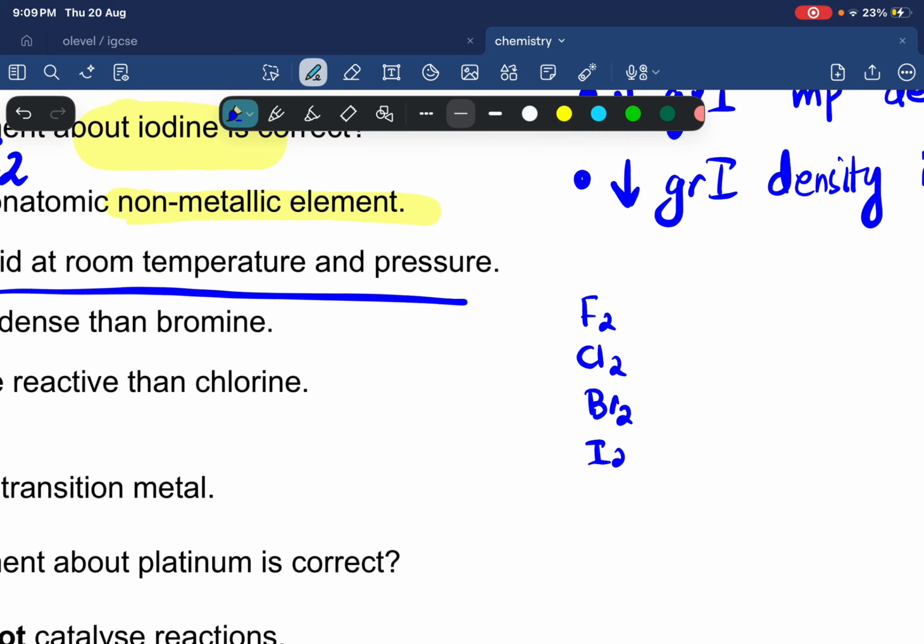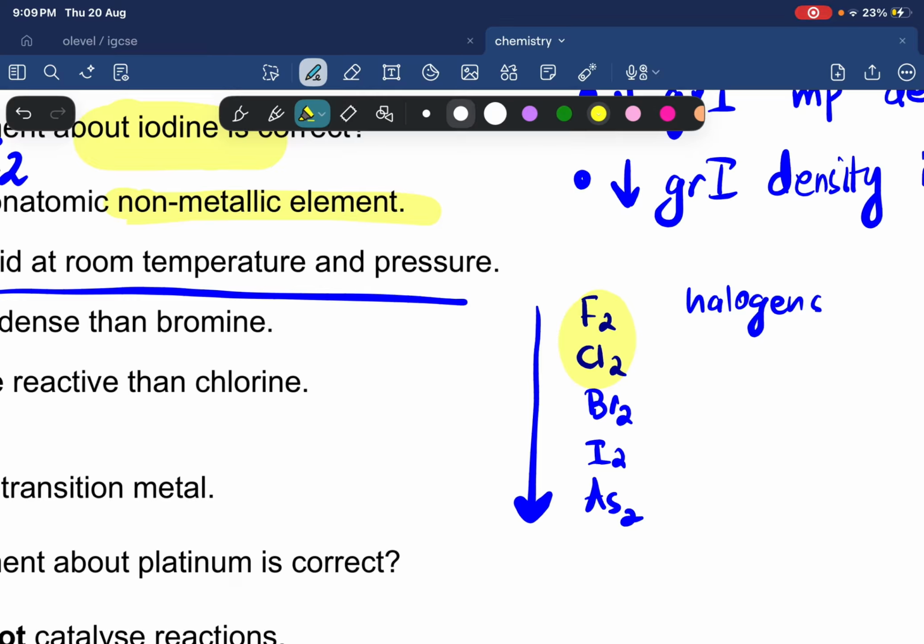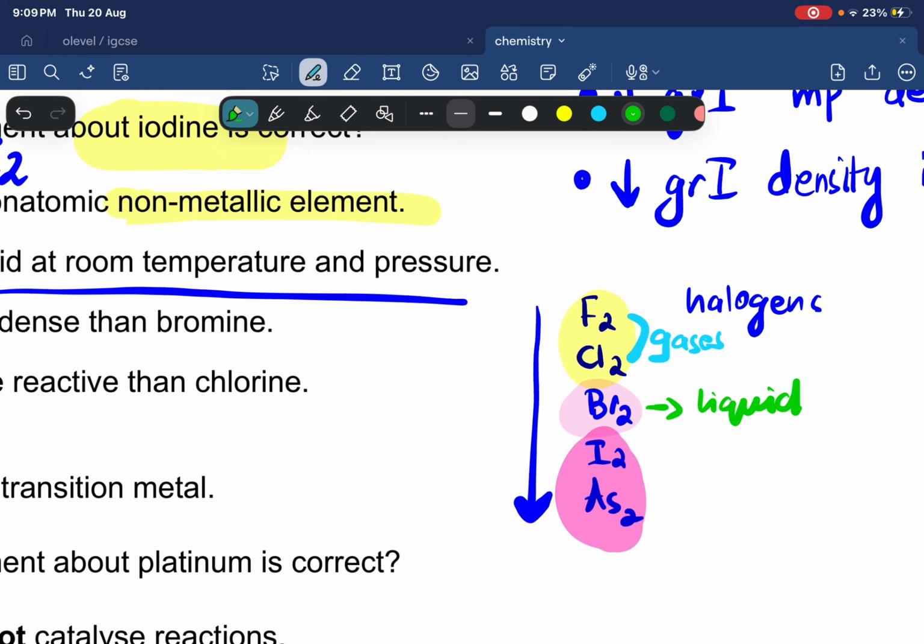Down the group, fluorine, chlorine, bromine, iodine, and astatine. So down the group, what happens with halogens? Their physical state becomes more solidified. Fluorine and chlorine are gases, bromine is a liquid, and iodine and astatine are solids. Got it? So the physical state is kind of becoming more solid.